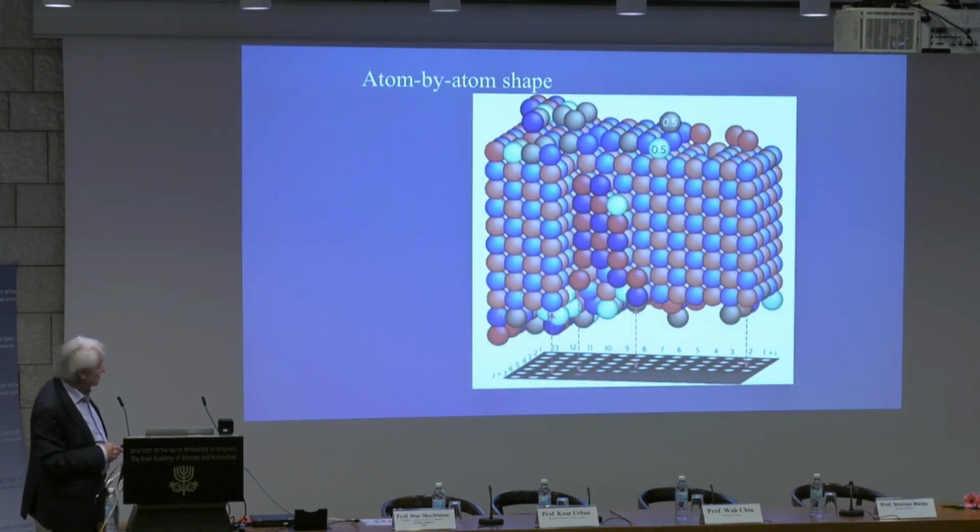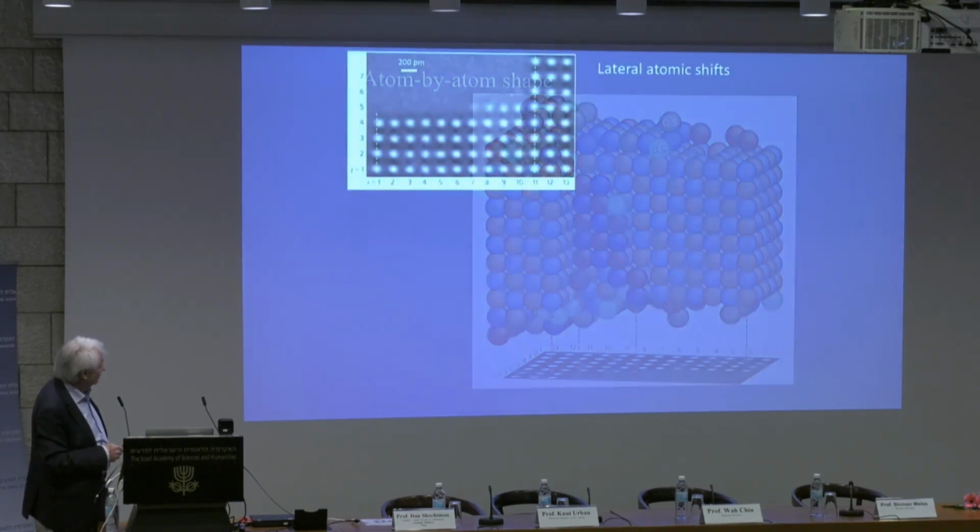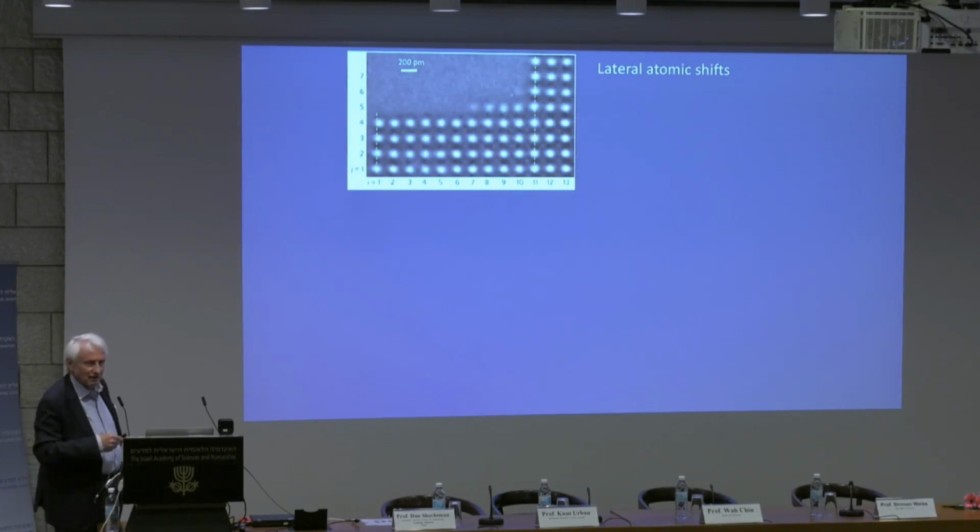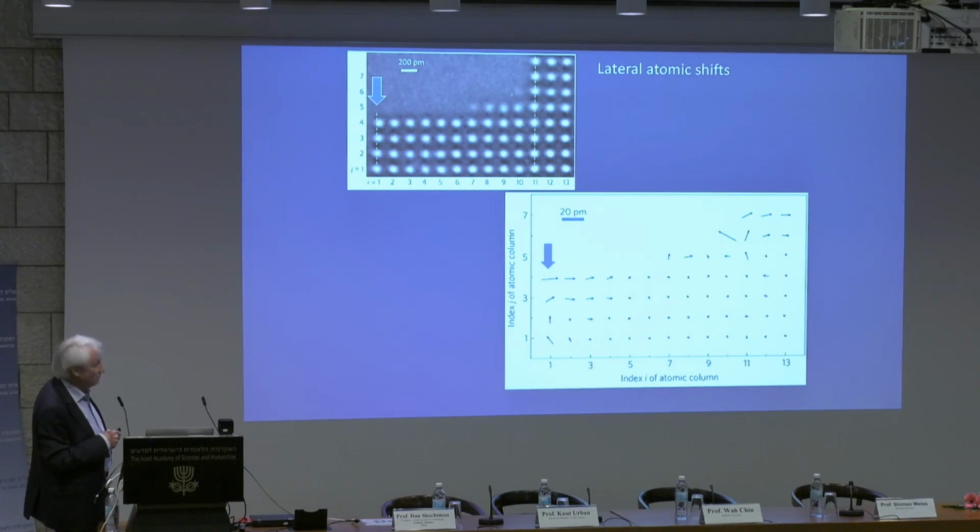We go to the results. This is the atomic structure. This was the image. This is the atomic structure up here. And from this we can evaluate, for instance, the atomic shifts. And you see immediately, when you look closely, that this atom has shifted to the right. And it has shifted by about 15 picometers. And you see it directly.